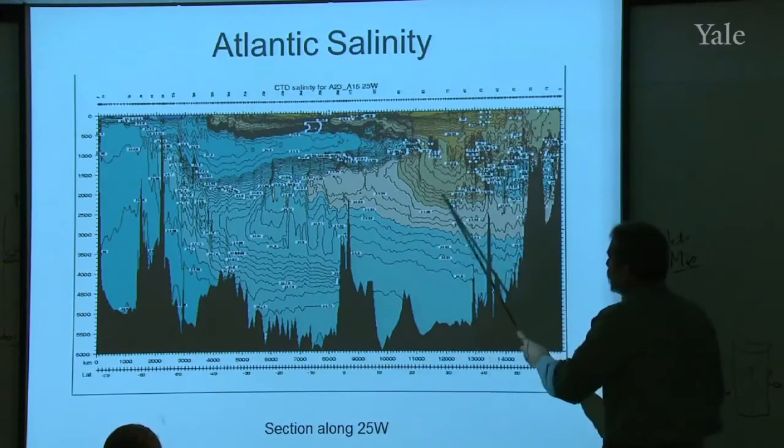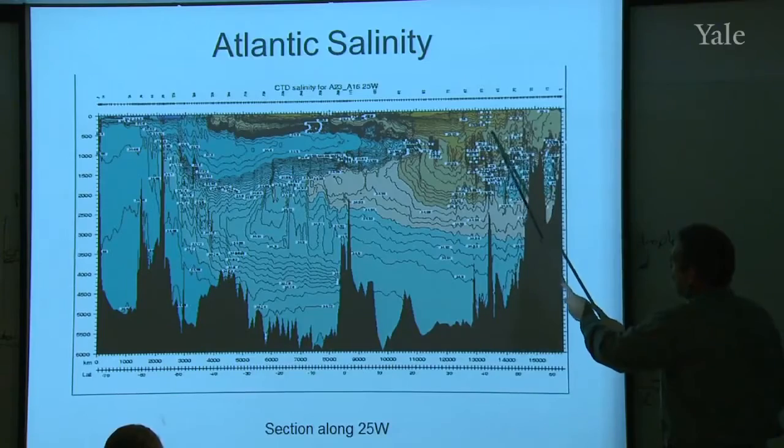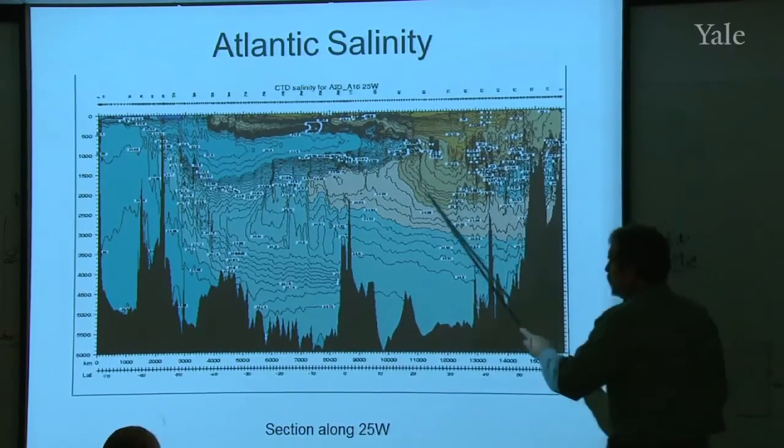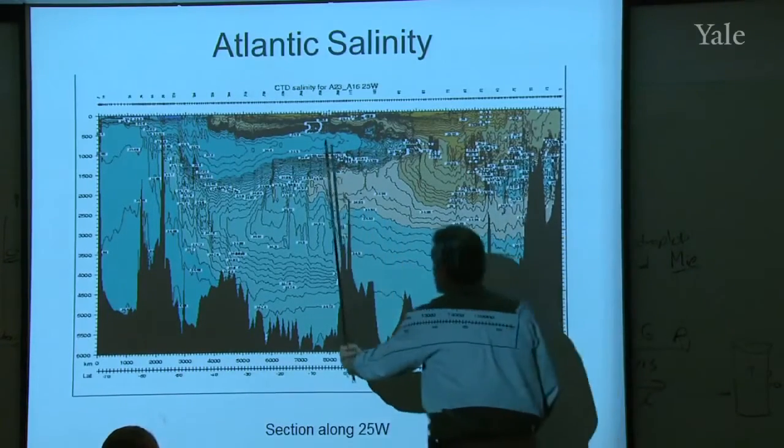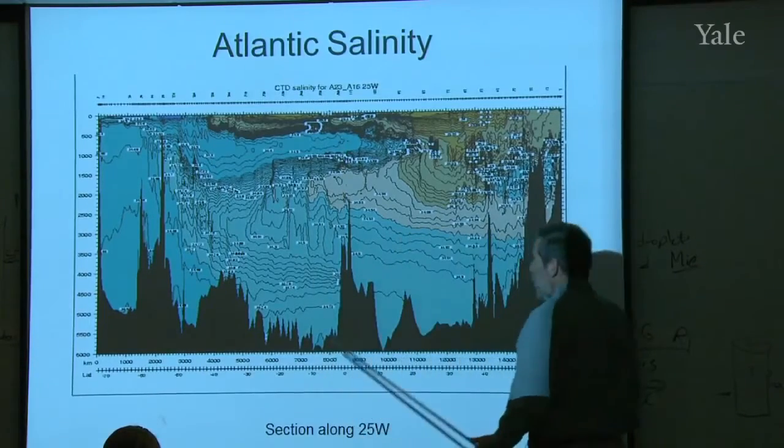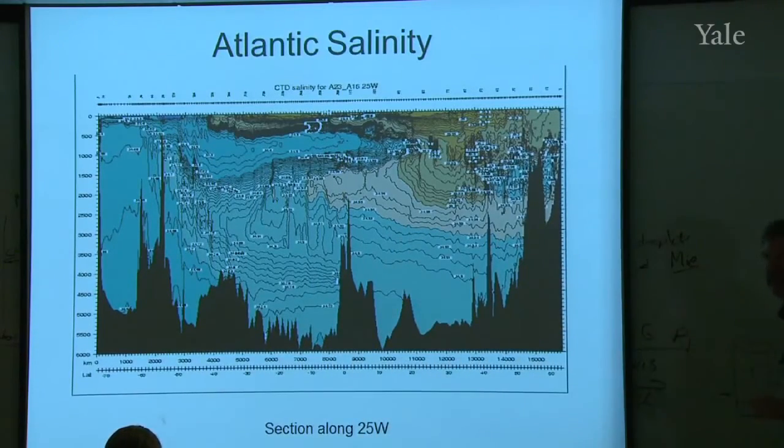There's also a water mass here. It's formed in the North Atlantic. It sinks, and it spreads southward, getting south of the equator. That's the North Atlantic Deepwater, NADW, North Atlantic Deepwater.